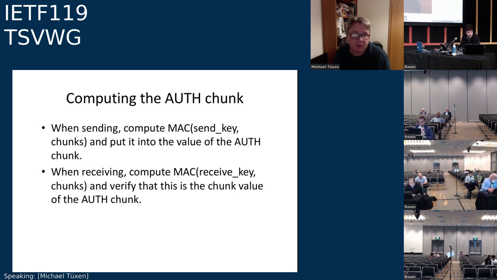The auth chunk is then computed by using a MAC based on the send key and the chunks, and that is not changing between RFC 4895 and the BIS document. Next slide.